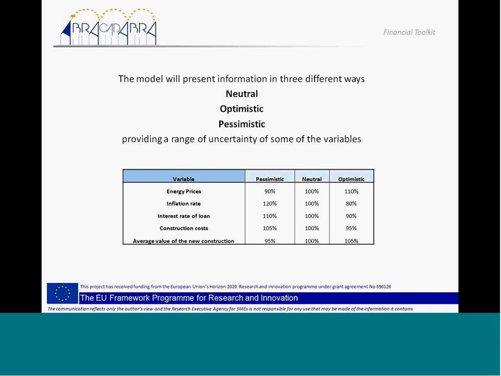And in the opposite way, in the pessimistic scenario, we see a decrease in the energy prices, an increase in inflation rate, an increase in the interest rate of the loan, interest cost also increasing, and a decrease in the average value.